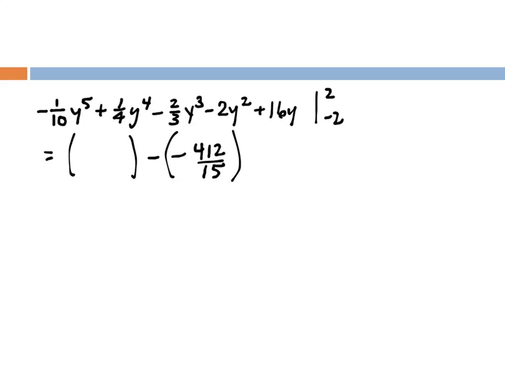And then into fractions for me, Caleb. 292 over 15. Okay, so we have 292 plus 412 over 15 for a grand total of what? 704 over 15. Perfect. 704 over 15. Very nice.